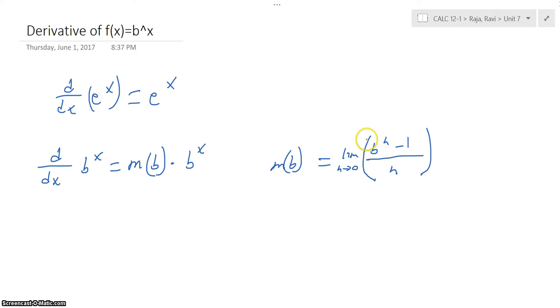So we could use this formula to figure out the derivative of b to the x, but we do know that there's another way to find it, which is that the derivative of b to the x is equal to ln b times b to the x, which is definitely a lot easier than going through the process of all this.